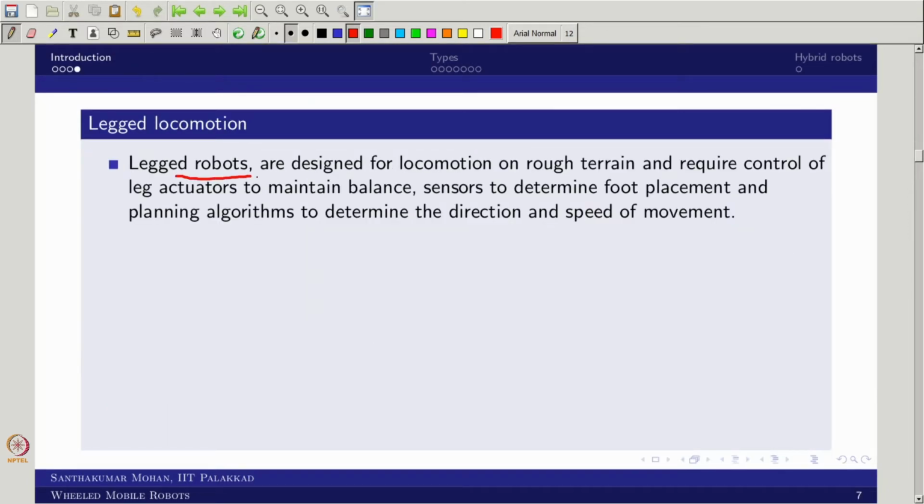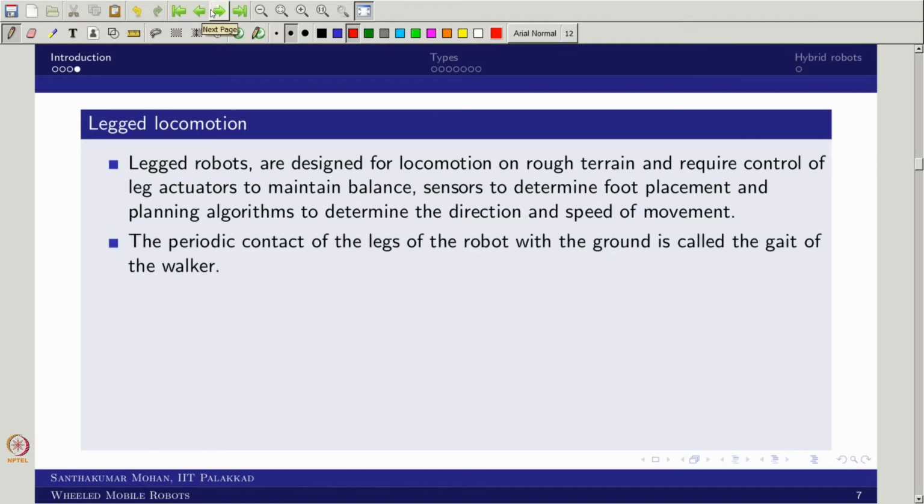So now you can see what the legged robot is. It is designed for locomotion on rough terrain, and requires control of the leg actuators to maintain the balance. The balance here we are talking about is the stability. In order to do that, you need to determine the foot placement. Then you have to plan the algorithm accordingly, so that you make sure your stability is always ensured.